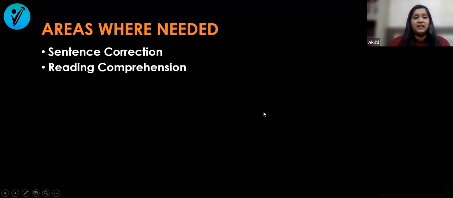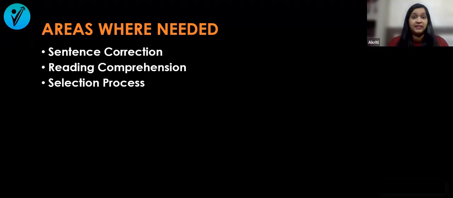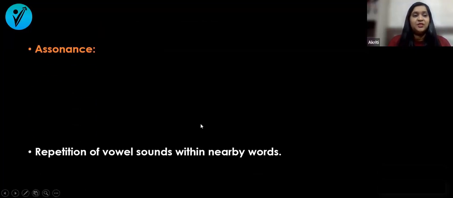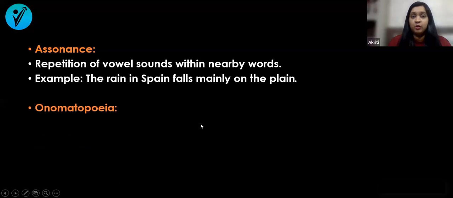So what are the areas where you need this? Sentence correction, where it is sometimes very useful. Reading comprehension, where they will simply give you an example of a phrase and you will have to pick from the options given which figure of speech it is. And in the selection process, because it enhances your communication and your creativity, and helps you answer in a more effective manner if you make good use of these figures of speech. So like I said, we will learn about 6 of them.